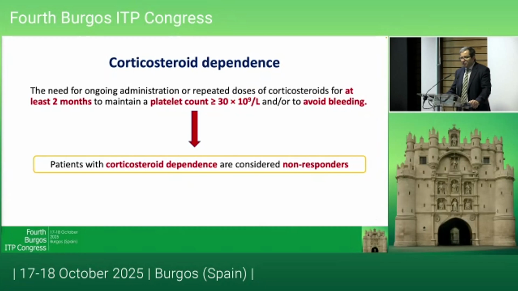What is a corticosteroid dependence? So you know that corticosteroid dependence is quite similar to refractoriness. The corticosteroid dependence is the need for ongoing administration or repeated doses of corticosteroids for at least 2 months to maintain a platelet count higher than 30,000 per microliter and/or to avoid bleeding. And the importance of this is that a patient who has a corticosteroid dependence is a corticosteroid non-responder.